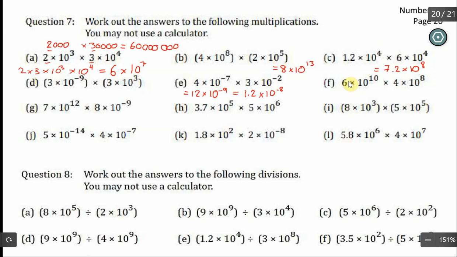Okay, similarly with part F, I'll just do one more and leave the rest to you. 6 times 4 would be 24. Now if I do the powers of 10, 10 to the power of 10 times 10 to the power of 8, add them together we get 18. That's not in standard form though, so I need to divide the first bit by 10 to get 2.4. I therefore need to times the second bit by 10, and that will increase this 18 by 1, so it will become 19.